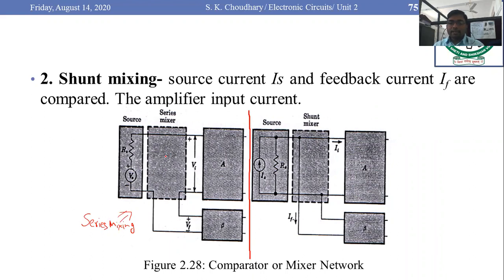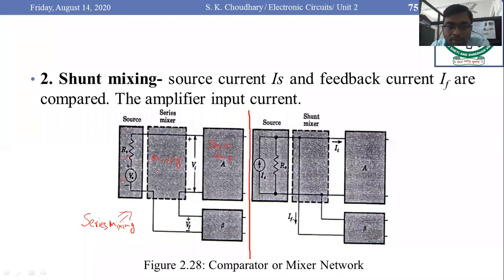So you can see here, mixing is generally performed in the input network of the circuit or amplifier. Here this is a mixer. This is your source, shown as a Thevenin's equivalent circuit, Vs in series with Rs. This is the signal source, and this block indicates the mixing network. You can say it is a mixing network or comparator, and this is the basic amplifier. We have not shown the output network. It is not required here because we are discussing mixing, which is only performed on the input network.